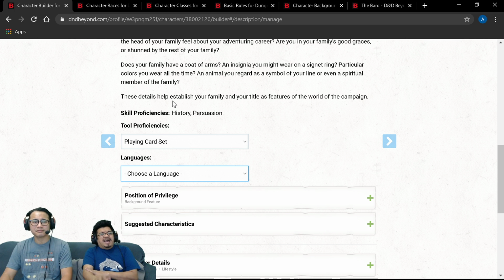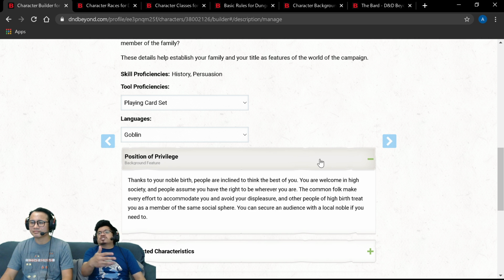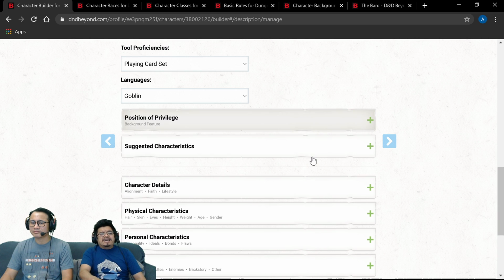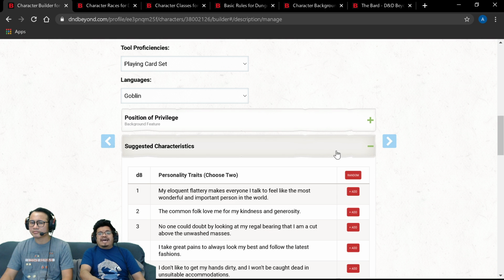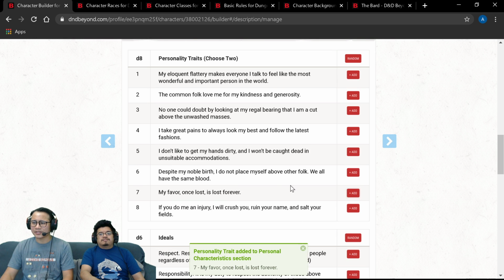One thing you always fight are goblins, and since we're good at deception, I'm going to choose the goblin language because now we could talk to them and fake them out possibly. We get that position of privilege as our background, and the rest you can add if you want or not. So they just have personality traits like, my favor, once lost, is lost forever. Let's just add that. Add anything.